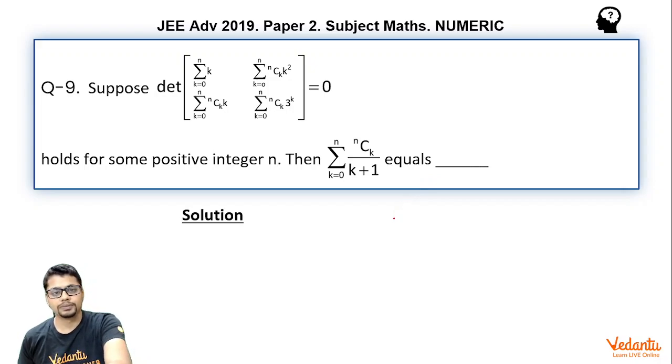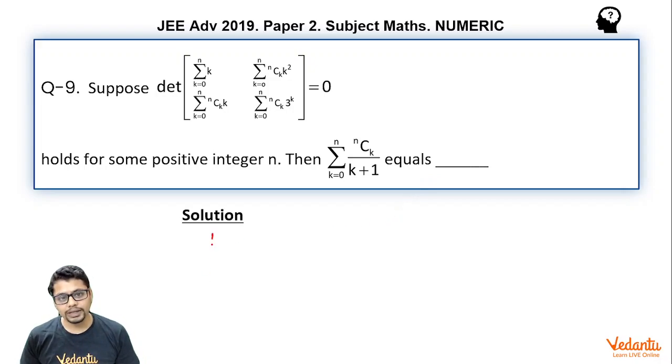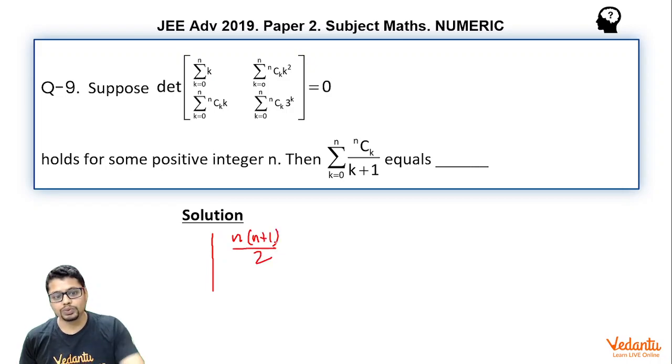Let's solve it. If you see carefully, the first term essentially is the sum of the first n natural numbers, which will be n times n plus 1 by 2. If you see the second row, second column element, sigma k equal to 0 to n, nCk 3 to the power k, this essentially is 4 to the power n. Now you may say, how's that?